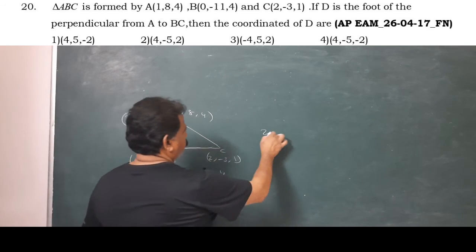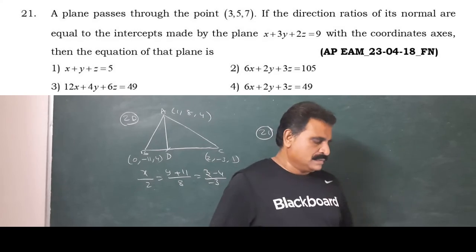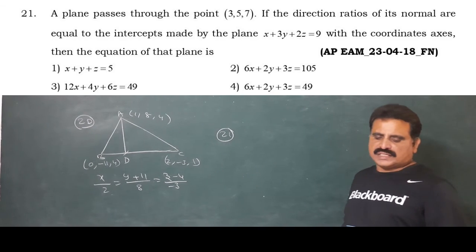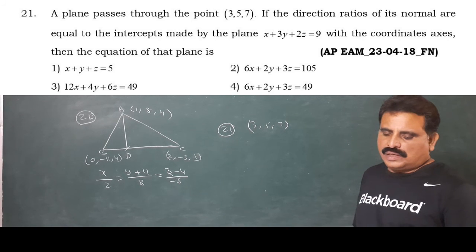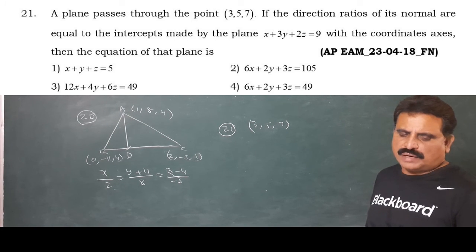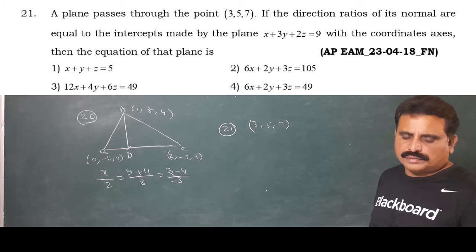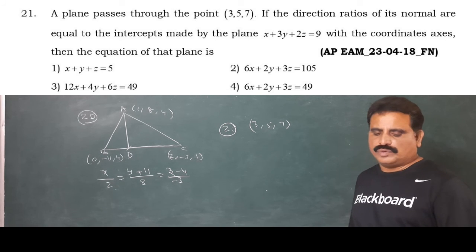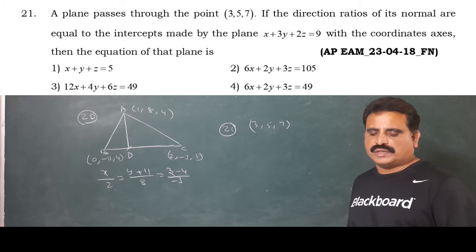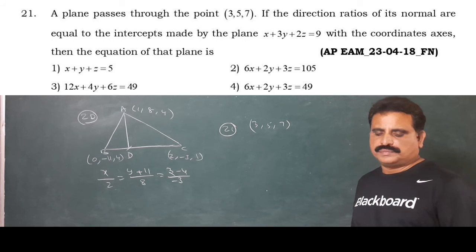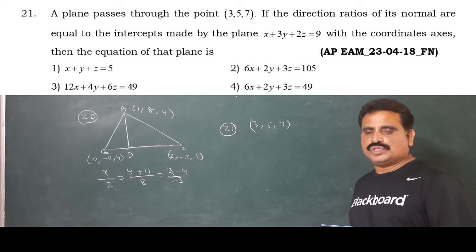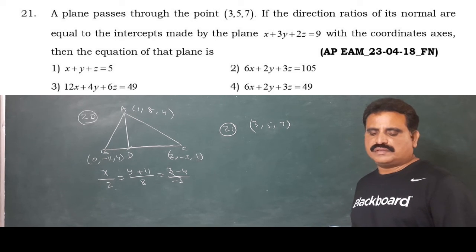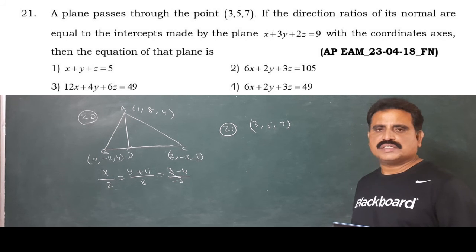Next, 21. A plane passes through the point 3, 5, 7. If the direction ratios of its normal are equal to the intercepts made by the plane with the coordinate axes, then the equation of the plane is... The plane passes through the point 3, 5, 7. Check which option satisfies 3, 5, 7. The first option does not satisfy.